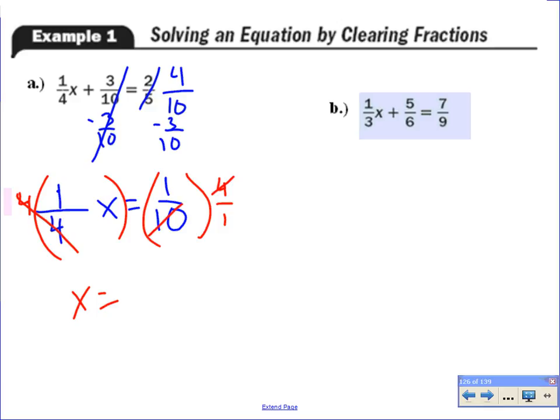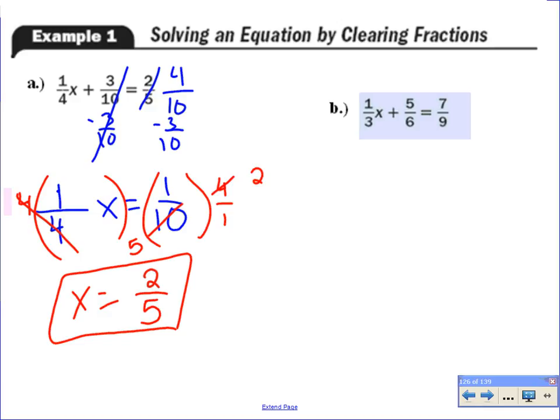2 goes into each of these. 4 divided by 2 is 2. 10 divided by 2 is 5. 1 times 2 is 2. 5 times 1 is 5. So 0.4 or 2/5 is your answer for letter A. Questions on that one?